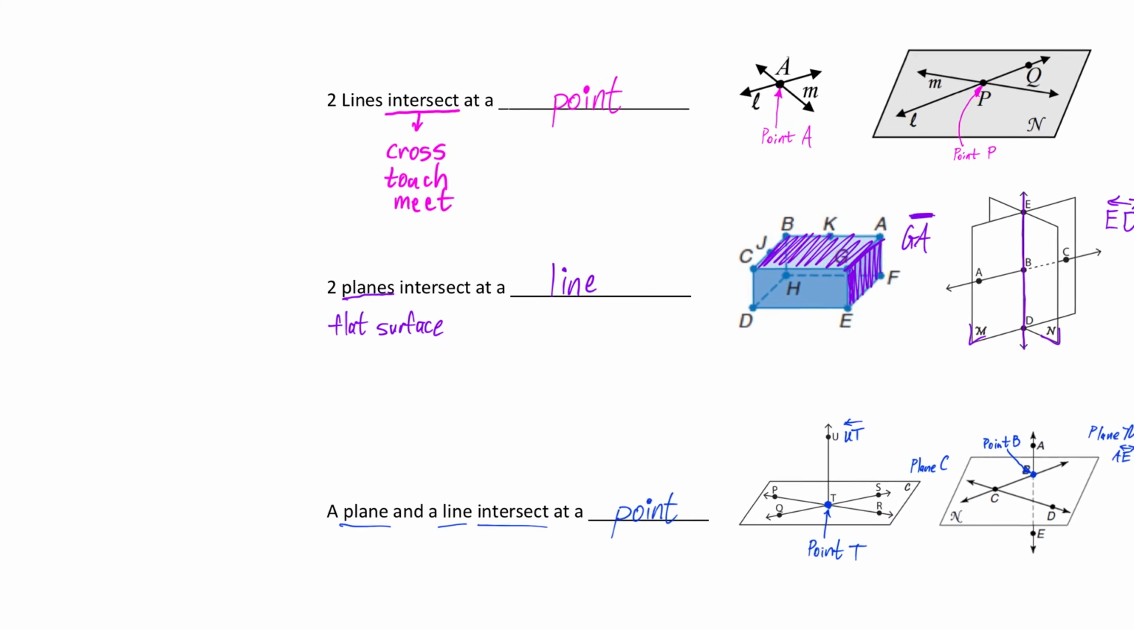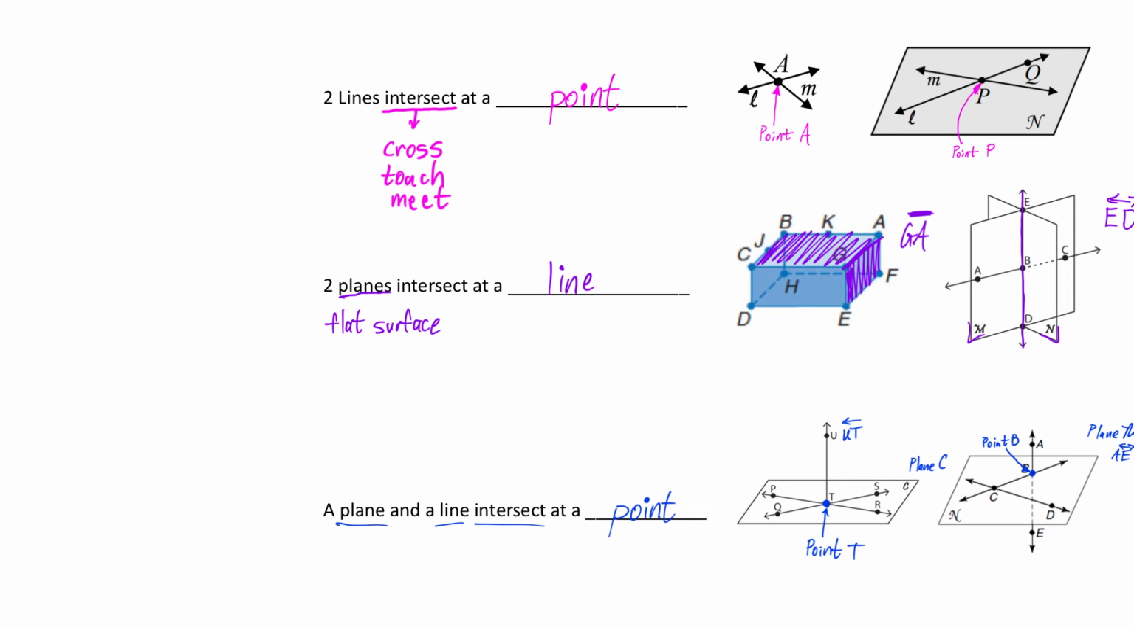So remember, two lines intersect at a point, two planes intersect at a line, and a plane and a line intersect at a point, assuming the line's not just laying on the plane.